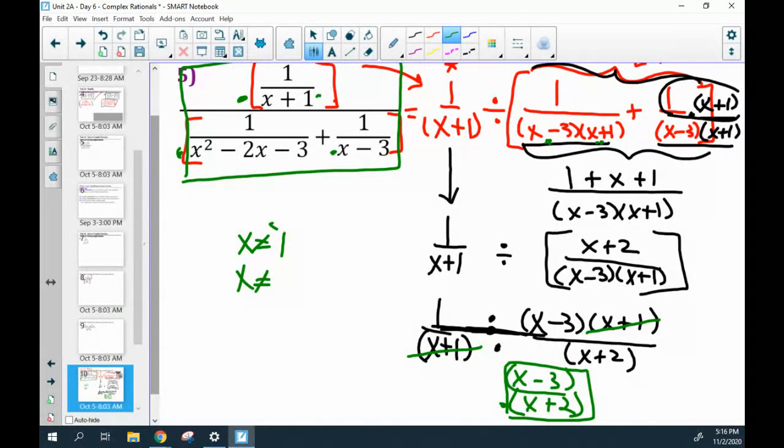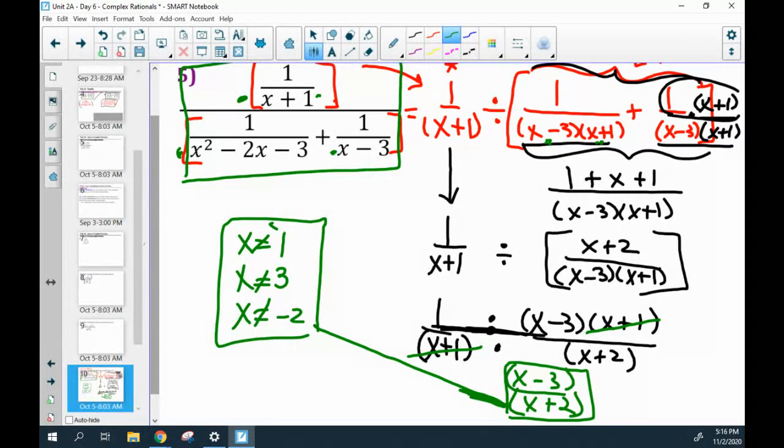We've already got the negative 1. And then just at the very last step, I've also got to check that right there, so x cannot be equal to negative 2. All three of those are exclusions for this piece of the puzzle. So there you have it.